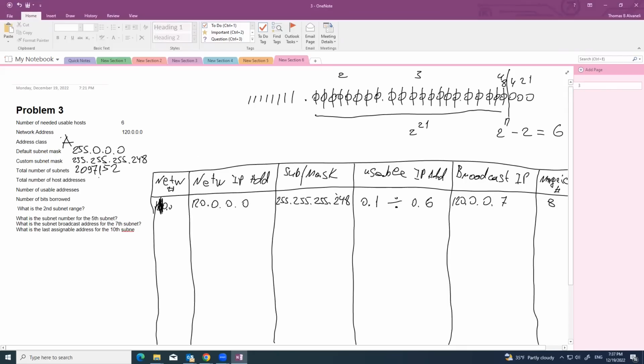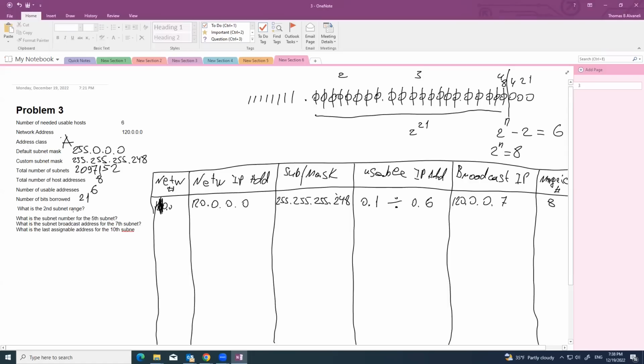Total number of host addresses. How many host addresses do we have in total? Of course, 8, because the power of n is 8. That is the total number of host addresses, but minus 2, because we cannot assign the network address and broadcast address to the hosts. Number of bits we borrowed. How many bits did we borrow? 8 plus 8, 16, plus 5, that is 21. We borrowed 21 bits from the host portion.